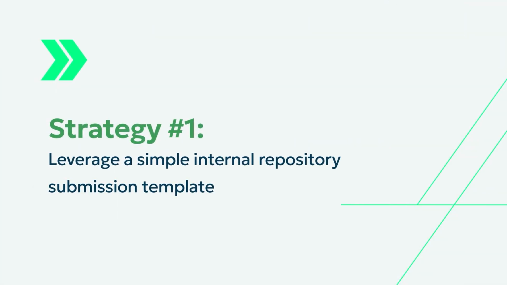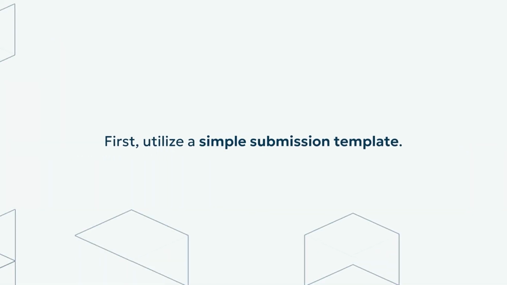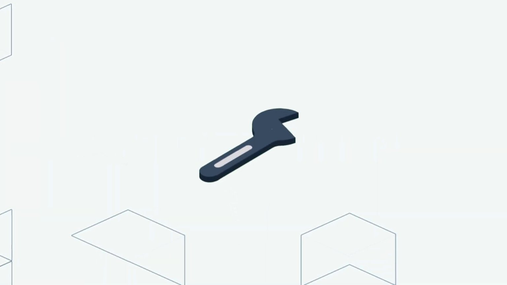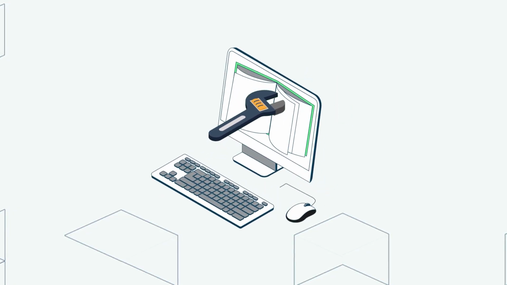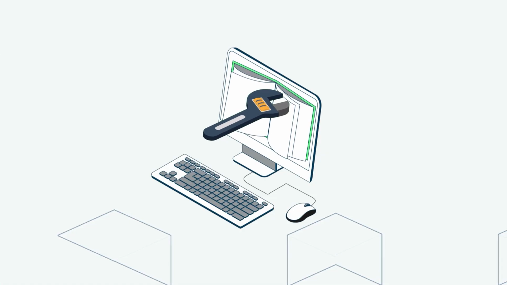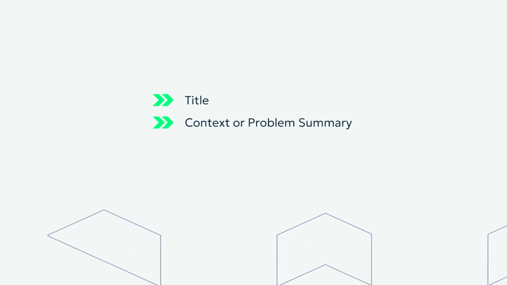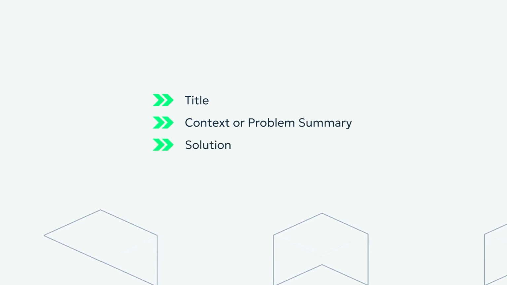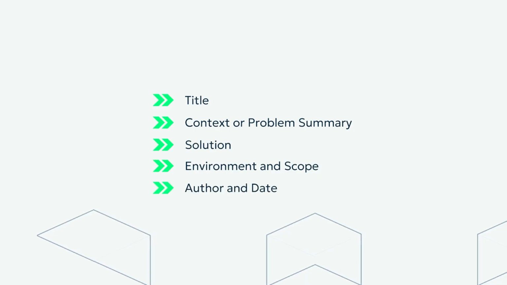Strategy number 1. Leverage a simple internal repository submission template. First, utilize a simple submission template. It should be straightforward enough for technicians to quickly submit new tips and recommendations, while also being comprehensive enough to detail specifics. Your form should have the following fields: title, context or problem summary, solution, environment and scope, and author and date.